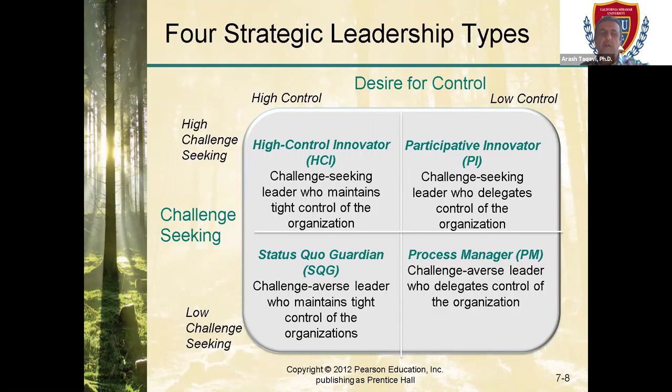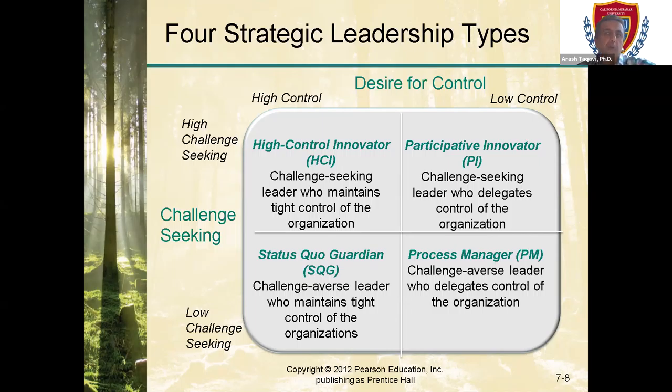With a lower level of challenge seeking, but a high level of need for control, or desire for control, you see the status quo guardian, a challenge averse leader. They don't like challenge because of lower challenge seeking. They like security, safety, status quo, and maintain tight control of the organization. So in high desire for control, in both parts, you see that tight desire for control, very direct, very inflexible manner to control the organization.